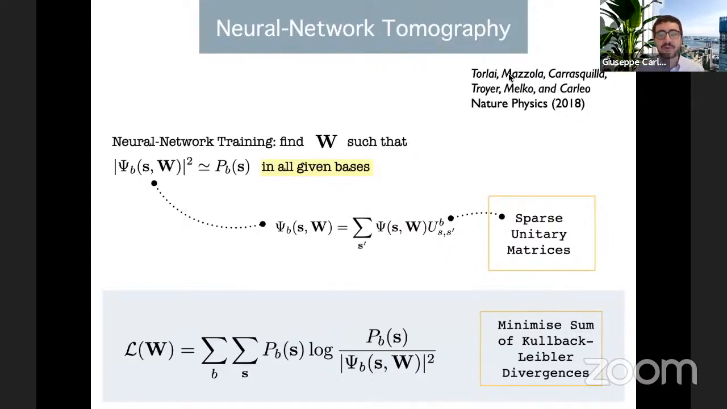is with this approach that we call neural network tomography. I don't have time to go into the details of this approach, but essentially we take measurements from different bases in the quantum hardware, and we minimize the KL divergence over the different bases that are accessed in the experiment. So this is typically an unsupervised learning approach. This is not too different from what you do in standard unsupervised learning.